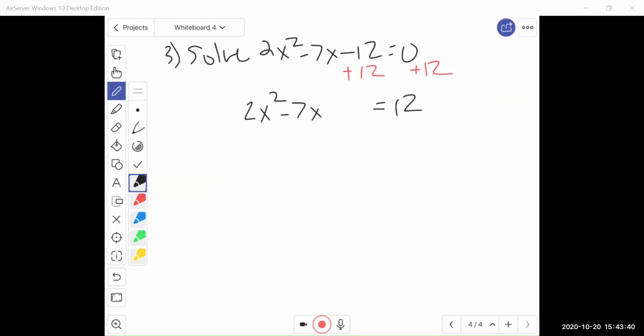So here I need to factor out the 2. If I factor out the 2, I'm left with x squared. If I factor out a 2, I'm actually left with 7/2 inside. And again, I'm not adding or subtracting anything to both sides, so I can keep the right-hand side 12, because again, I'm just rearranging.